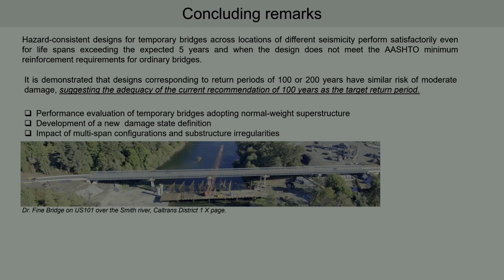And then third, very important, we want to look at the impact of multi-span configurations and substructural irregularities. I'm providing here an example of this bridge. It is a real bridge, the Dr. Fine Bridge on the US 101 over the Smith River. As we speak, this bridge is there as a temporary bridge because of the reconstruction of the original bridge. And clearly it is a more complex and articulated configuration compared to what we have used in this very first analysis.